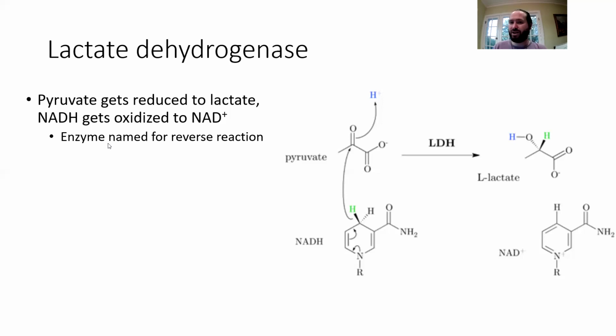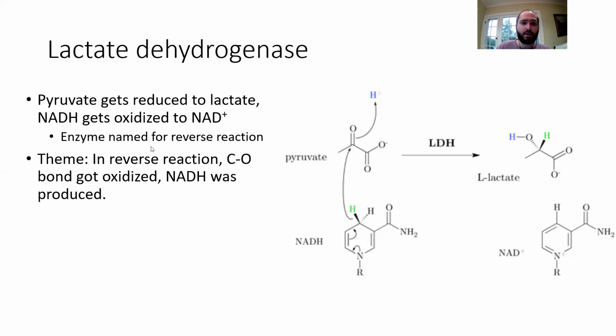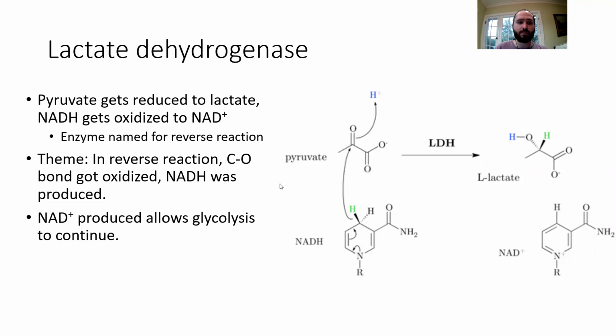Likewise, this is one of our themes: sometimes scientists name enzymes for the reverse reaction of how it usually gets done. This is another case where lactate dehydrogenase would actually describe the reverse of this reaction, where we're oxidizing lactate and reducing NAD plus to NADH. One of our themes was that when we oxidize a carbon to oxygen bond, NAD plus gets reduced to NADH. And likewise, when we reduce a carbon to oxygen bond, we oxidize NADH to NAD plus. And like we said, NAD plus allows glycolysis to continue.